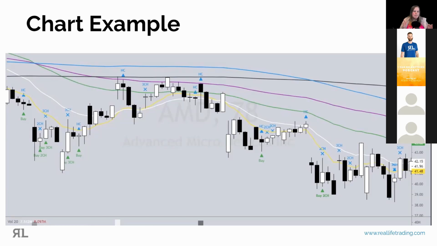Now, all it does is identify the math-based structure of the hammer. It doesn't actually identify or evaluate the location of the hammer. So that's completely up to you, but feel free to use this to identify those hammers. It'll help you out a little bit. And yeah, it's been great.